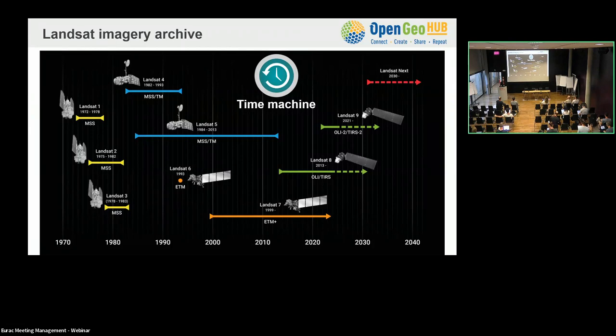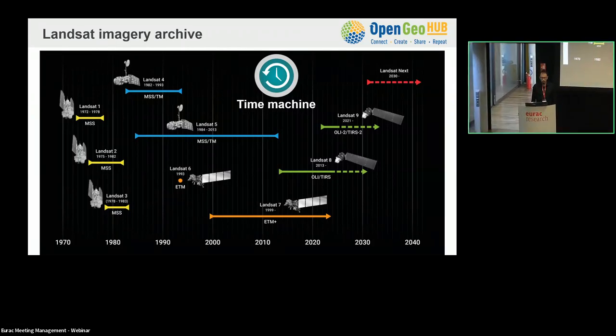It's kind of well known that Landsat imagery is a kind of time machine. You have this long archive. It's basically the longest running initiative of monitoring Earth's land surface. It's a nice product, and you can really use it to trace back in time, as a time machine. And you have these different satellites.